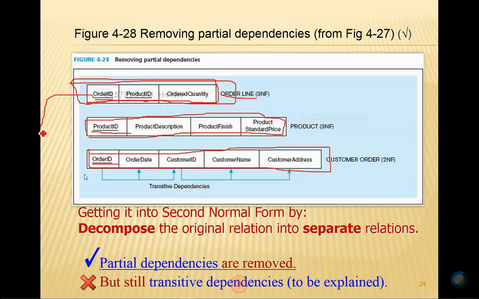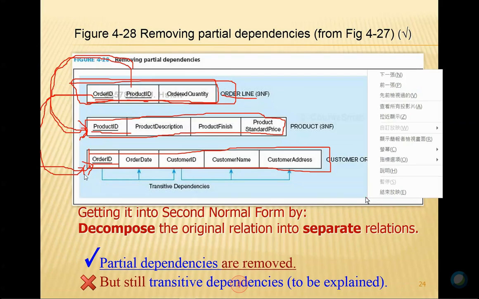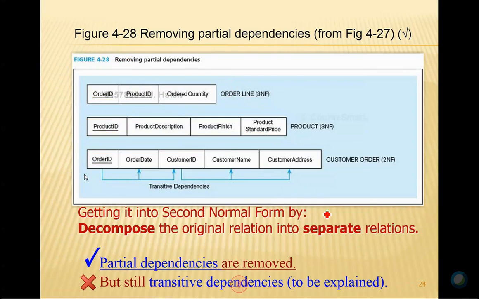So order line will trace to one of the parents, and then the product ID will help you trace back to another parent. So one of the relationships right here represents one partial dependency. Another one represents another partial dependency. Okay? So in this case, when we have no partial dependency, we are in the second normal form. So in figure 4-28, once you don't have any partial dependency, you are in the second normal form.